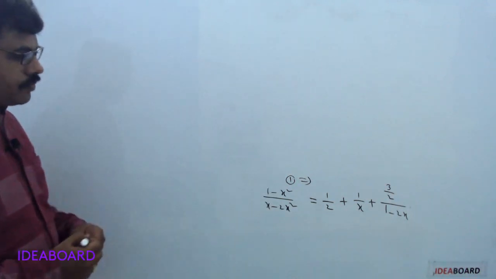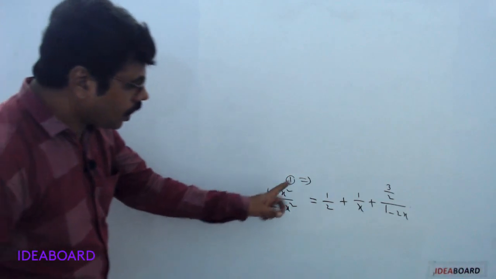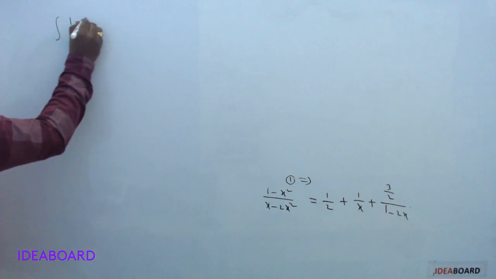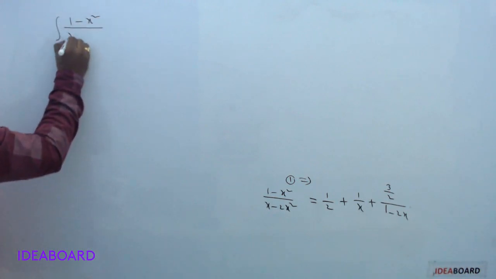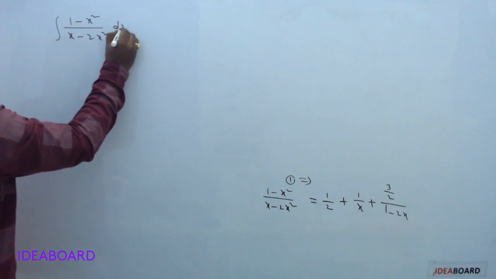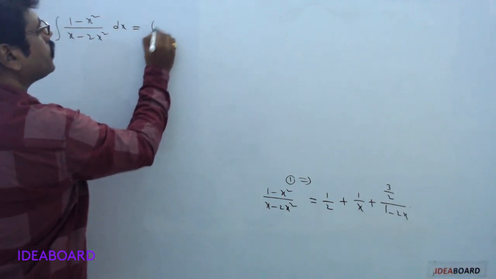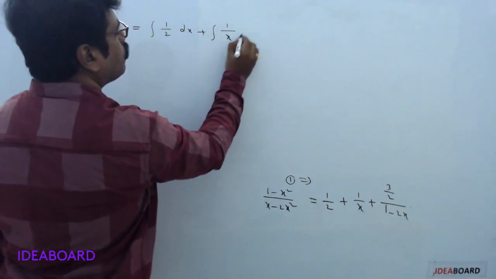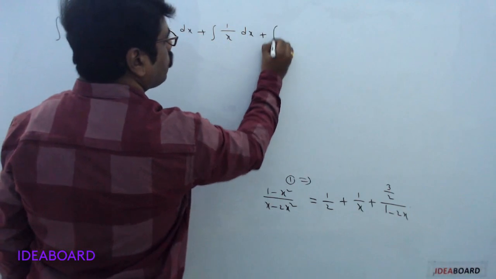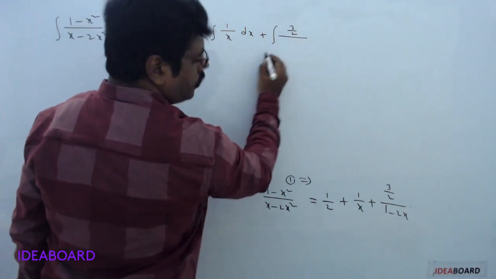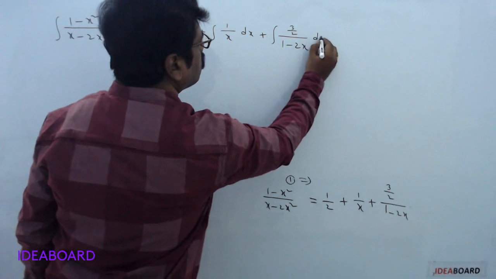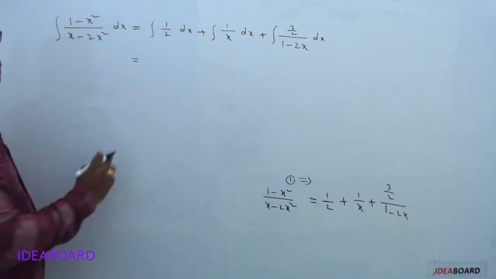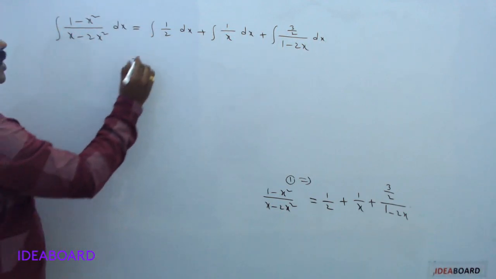Now see the continuation. Now integrate this equation on both sides with respect to x. That is, integral (1 minus x square) divided by (x minus 2x square) dx equals integral 1 by 2 dx plus integral 1 by x dx plus integral 3 by 2 divided by (1 minus 2x) dx. Now here 1 by 2 is the constant term. You can take it outside of the integral.